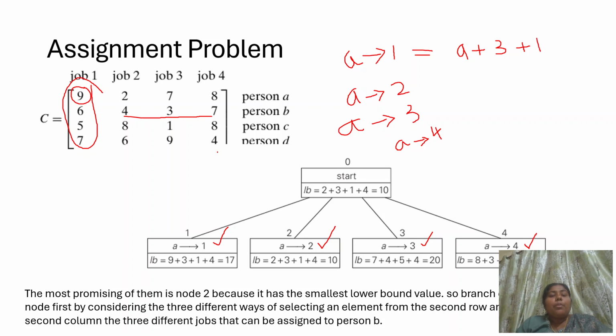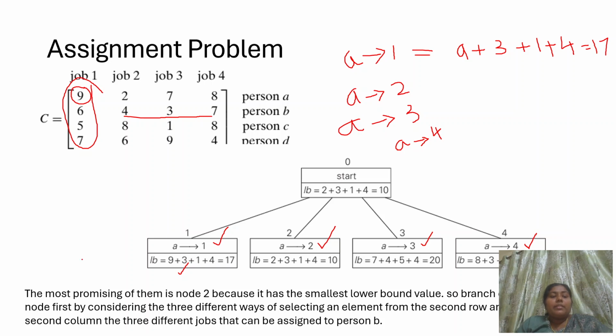Next, 6, 9, 4. What is the lowest cost? 4 is considered to be the lowest cost. I am just going to select 4. 9 plus 3 plus 1 plus 4, the answer is equal to 17. So that is given here. Okay, so this is the way of finding the lower bound.